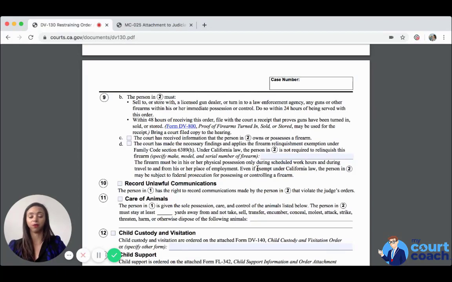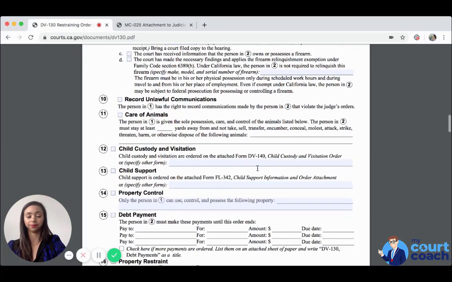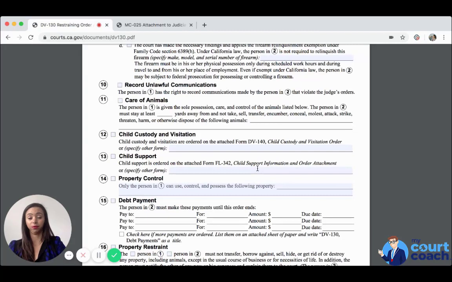So recording unlawful communications, the court is going to order that. I've never seen the court not order that, unless the other party, the one that's requesting the restraining order, is saying absolutely not. That's very rare.